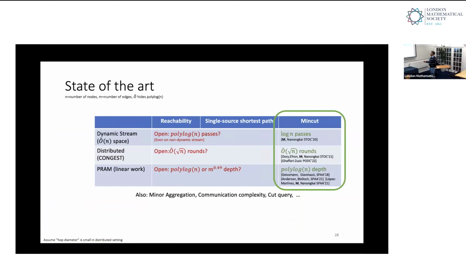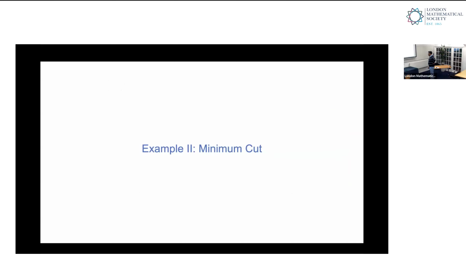So the dynamic stream, CONGEST and PRAM, these are three models that I listed over here. And everywhere over here, this is a bunch of papers we had for the last few years, where you can solve it almost optimally by following the same instruction manual. I'm going to talk about what that instruction manual is very soon. But for reachability and single source shortest paths, these are outstandingly open questions, whether you can do it. Right, so let's start with minimum cut.